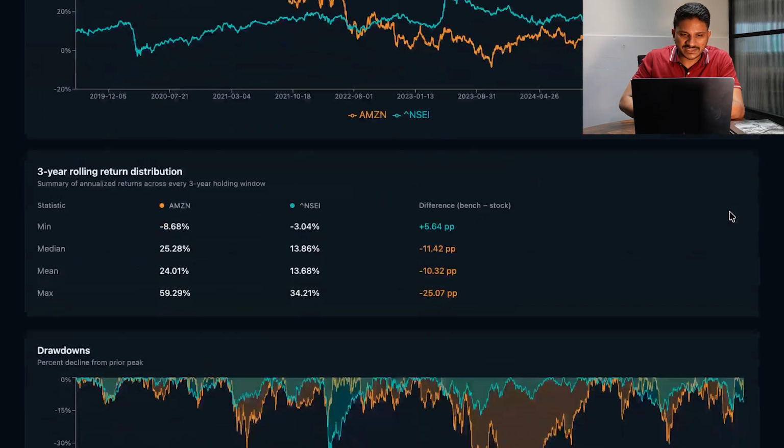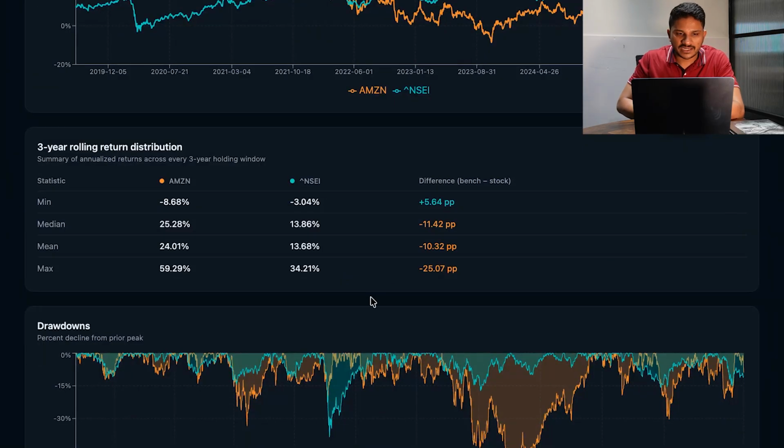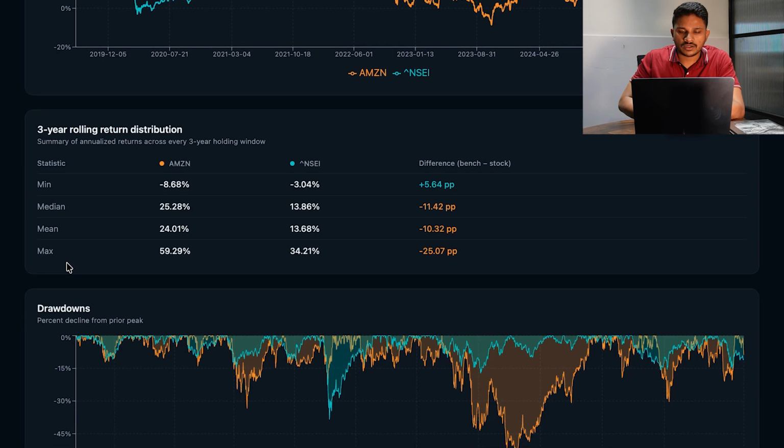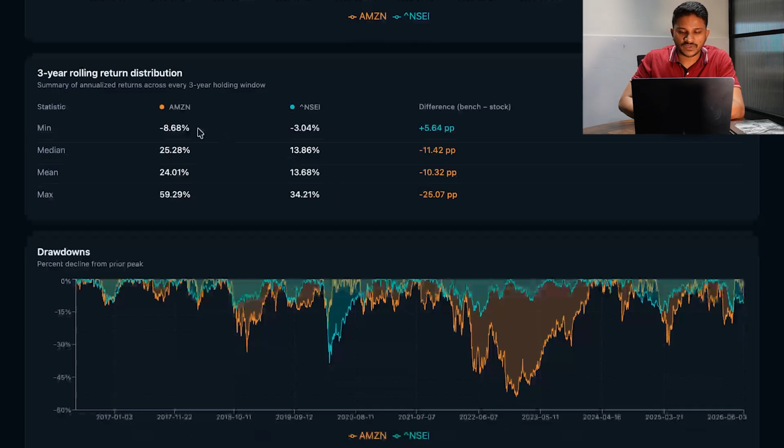And here you can see the different metrics, 3-year rolling return, mean, median, minimum, and also maximum returns. And in most cases, you see in terms of returns, Amazon did pretty well, other than the worst case scenario where Nifty 50 has beaten Amazon by 5 percentage points.